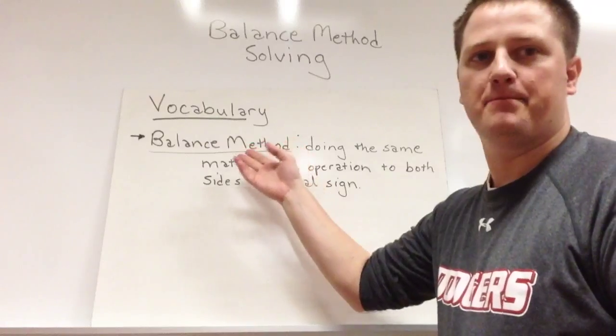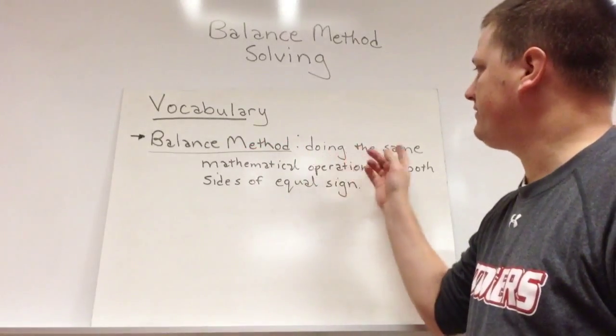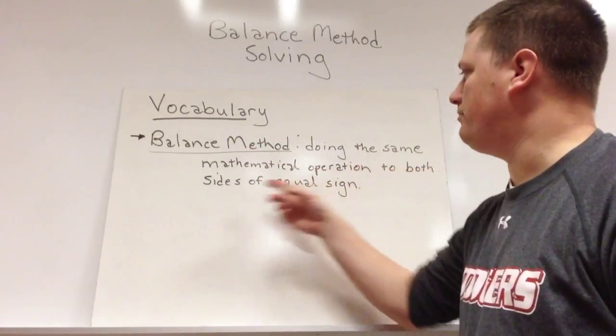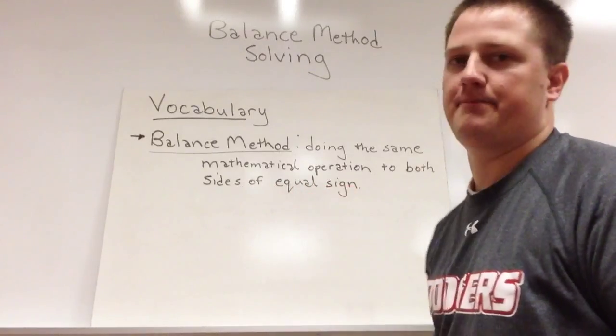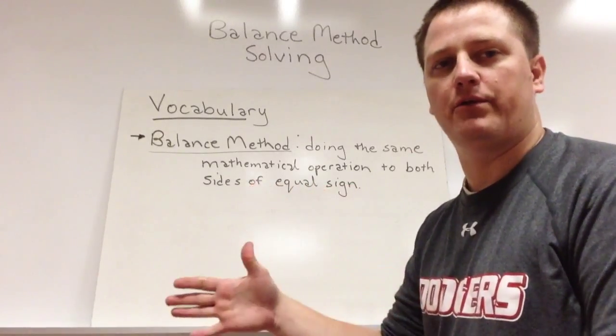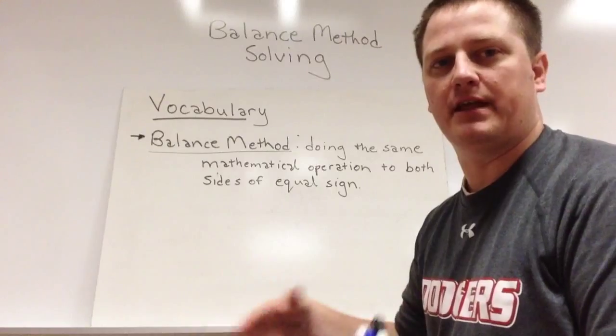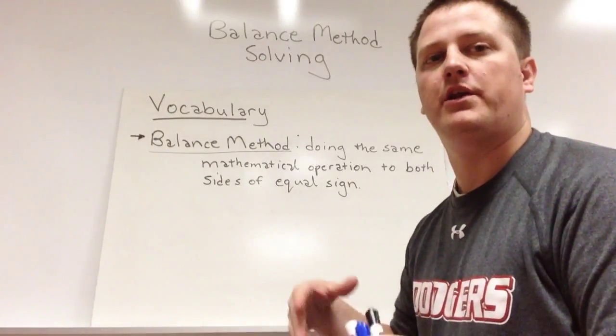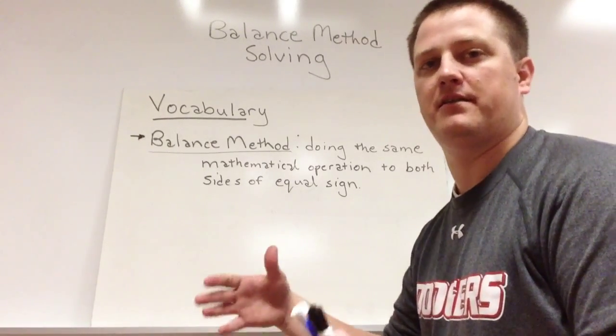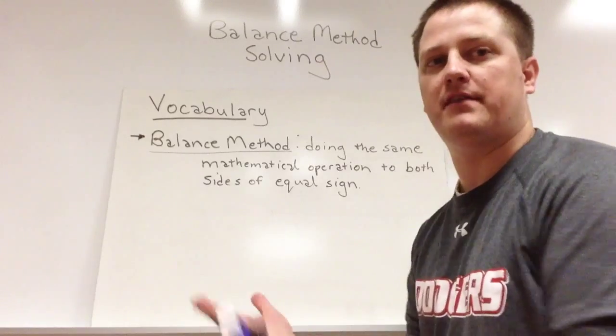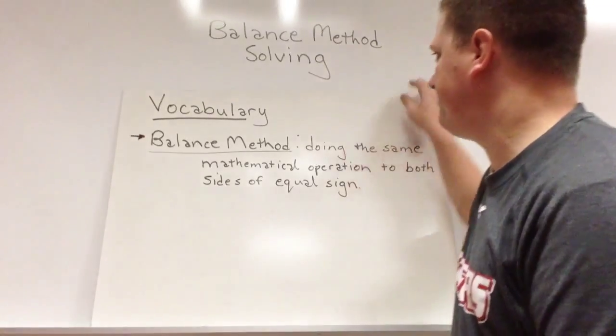Vocabulary: the balance method. Doing the same mathematical operation to both sides of an equal sign. So basically, we have an equal sign, and on both sides we have either a number or some math. We're going to do math to both sides, and it has to be the same math on both sides. That's how we keep it balanced.